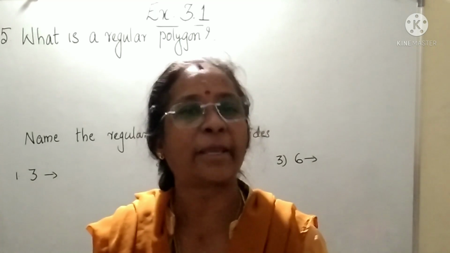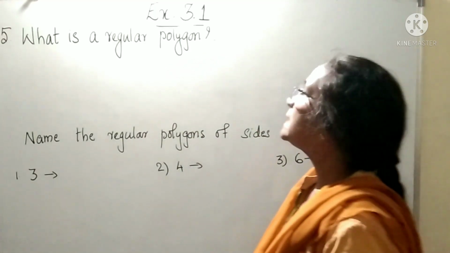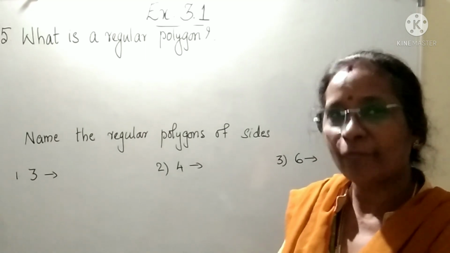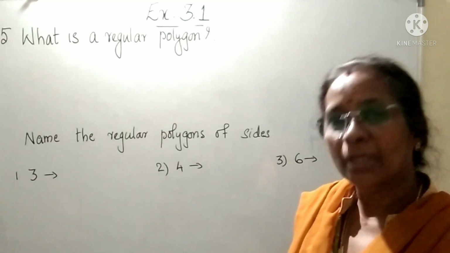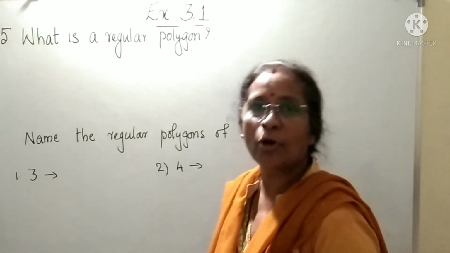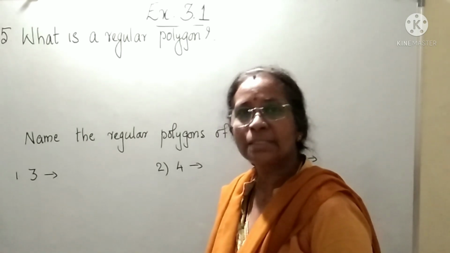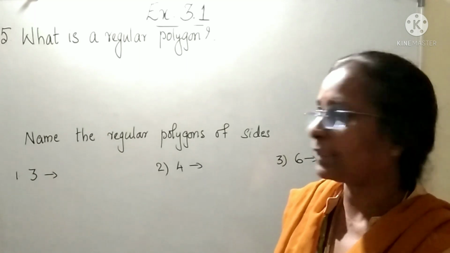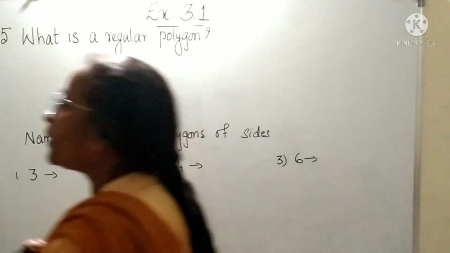Now question number 5 is, what is a regular polygon? What is a regular polygon? We have already discussed. The regular polygon is a polygon which has all its sides of equal length. So what is a regular polygon?